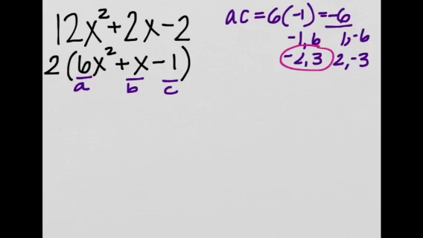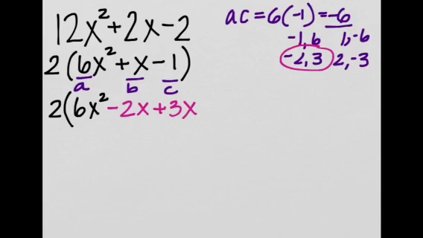Okay. Now we're going to rewrite our 6x squared plus x minus 1. So we're going to bring down the 2 that we had. And I'm just going to rewrite this as 6x squared, and then it's going to be minus 2x plus 3x minus 1. So again, if you take those two middle terms in pink and combine them, you get your B, your 1x.